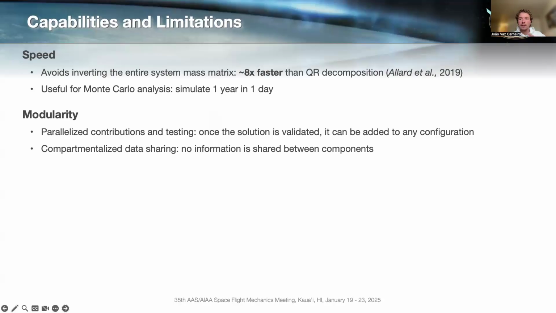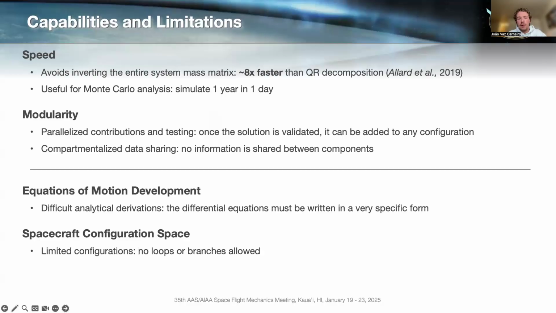Also, an important aspect of this is that data sharing is compartmentalized. So the effectors don't really share state or geometry information between them. That all goes through the hub, and the data sharing is between the hub and the effector. It's a two-way communication that way.